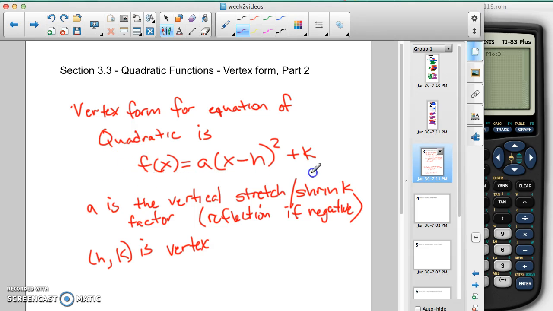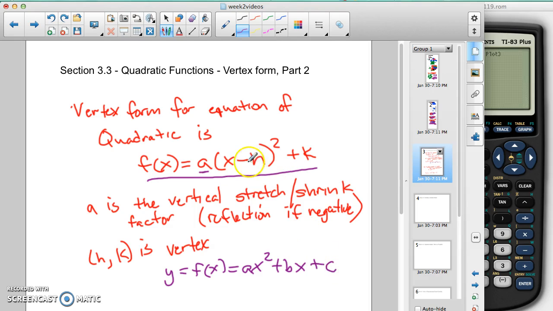This is our function in vertex form. A is the same value as before. As you remember, our other function was f of x or y equals ax squared plus bx plus c. Now we replaced the b and the c with an h and a k. Now we have negative h and positive k here. Positive h and positive k is the vertex, the x and the y of the vertex.